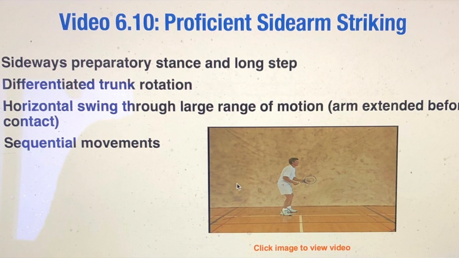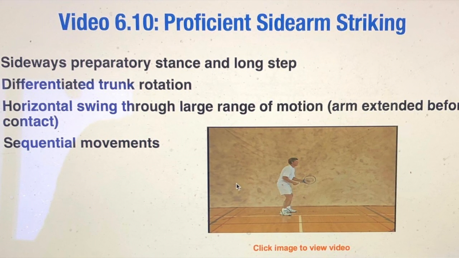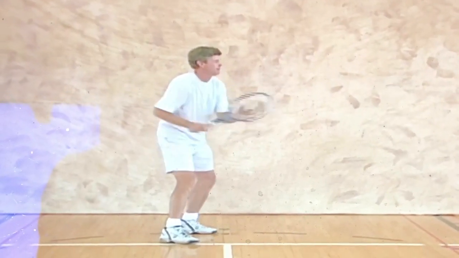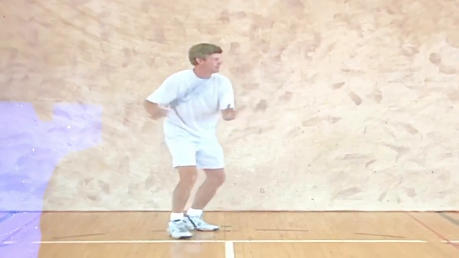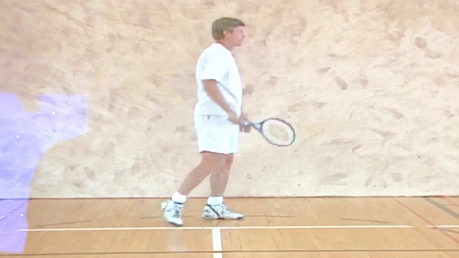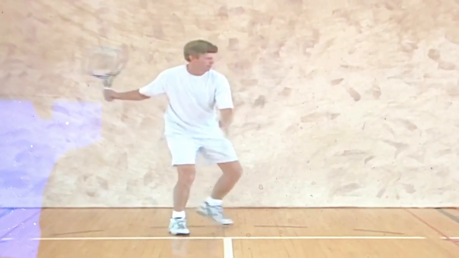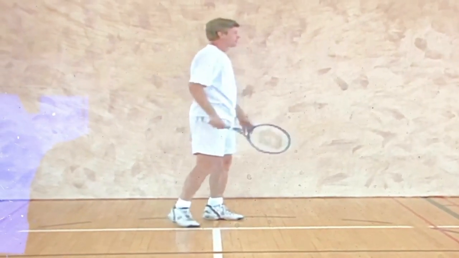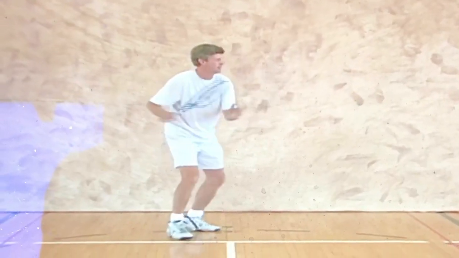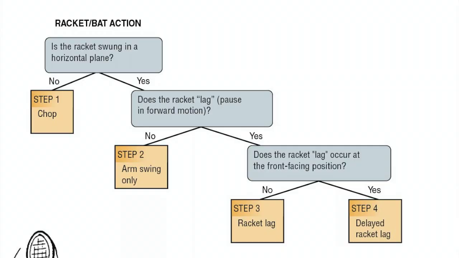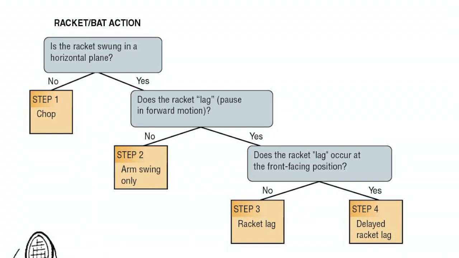The step should cover a distance more than half the individual's standing height, using differentiated trunk rotation, swinging through a full range of motion, swinging in a roughly horizontal plane and extending the arms just before contact. The sequence is as follows: backswing and forward step, pelvic rotation, spinal rotation and swing, arm extension, contact, and follow through. Researchers have not validated a complete developmental sequence for sidearm striking.